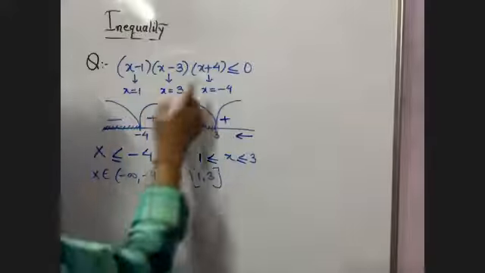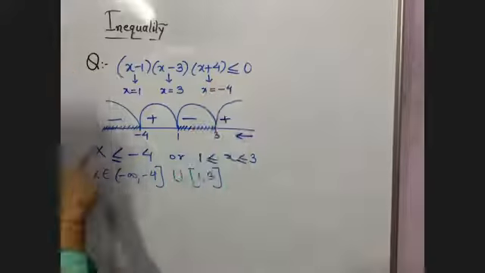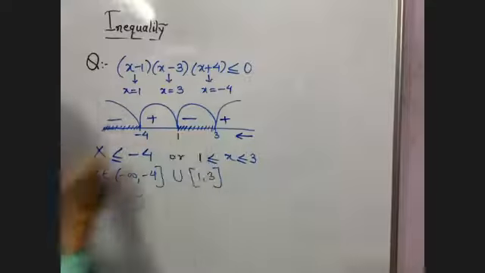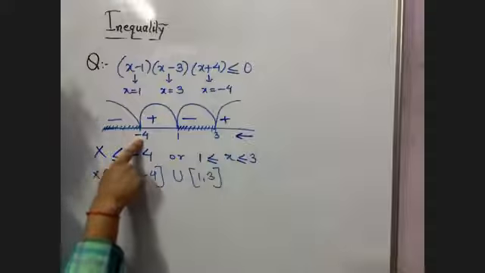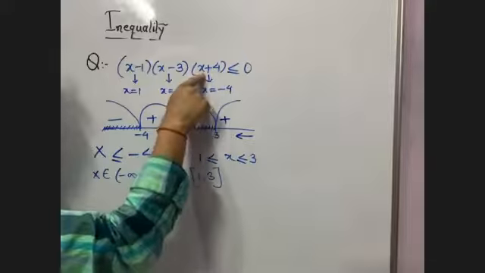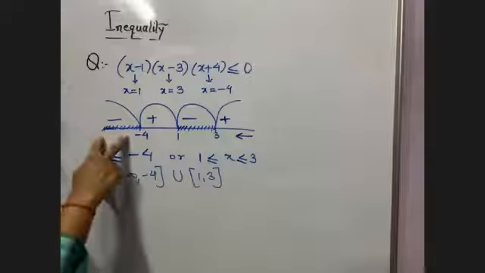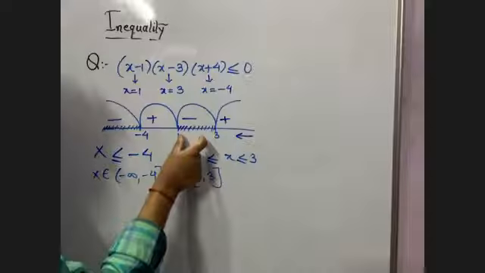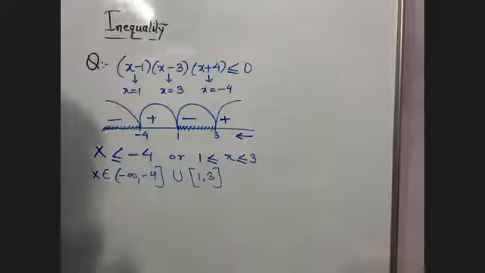Now, this is less than or equal to 0. It means we want negative. Negative is here. Negative is here. So we want this. We want this. Do we want minus 4? Yes. If I put x is equal to minus 4, the entire thing is 0 and we want 0. So this is my answer: x is less than or equal to minus 4 or x belongs to 1 to 3. I hope now it is clear to everybody.